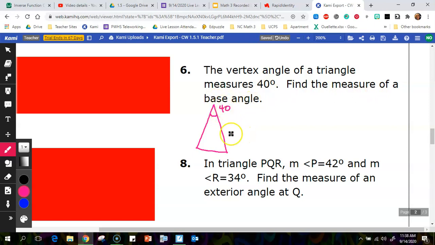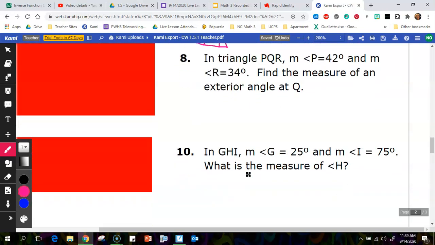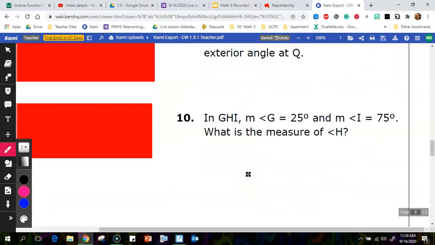So if this one's 40, then this one and this one added together is going to be 140. And if they're congruent to each other, then I can just take that 140 and divide it by 2 to get the measure of 1. So it would be 70 degrees. Okay, so if you just draw yourself a diagram, draw yourself a little figure, and that makes it easier.